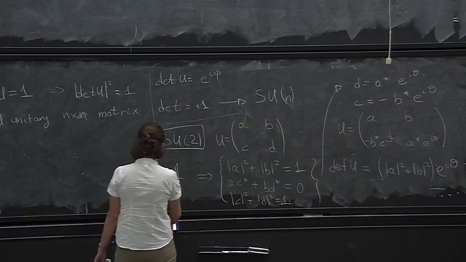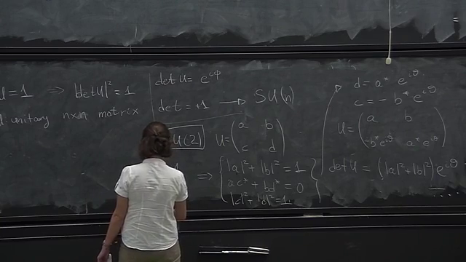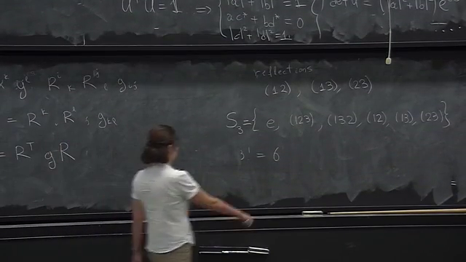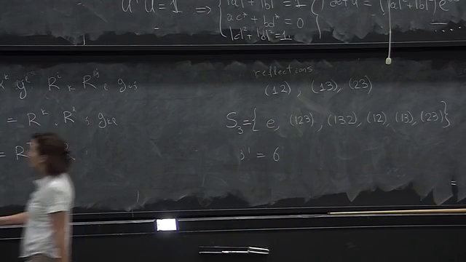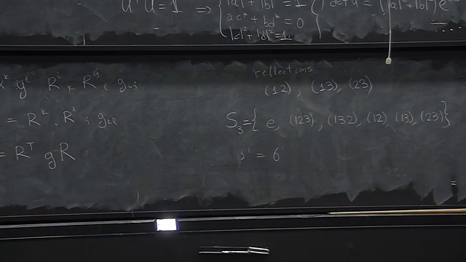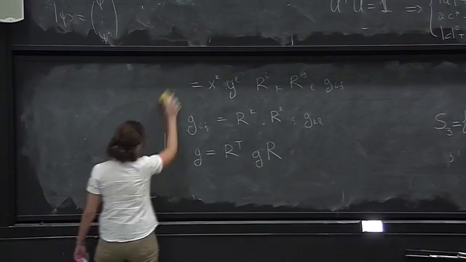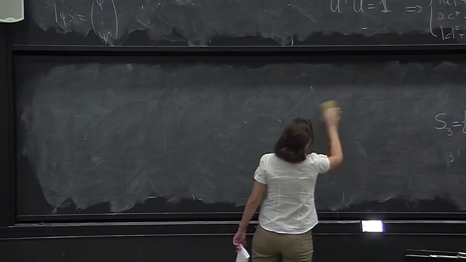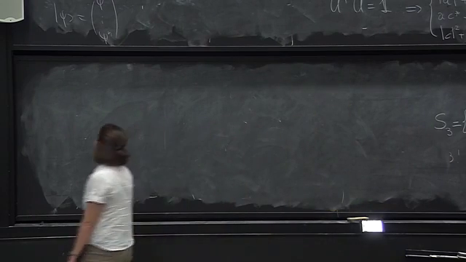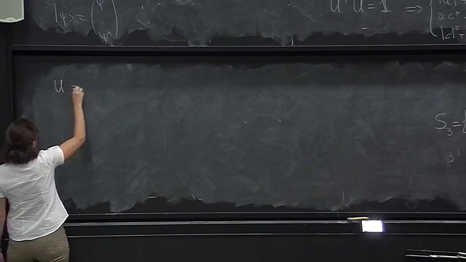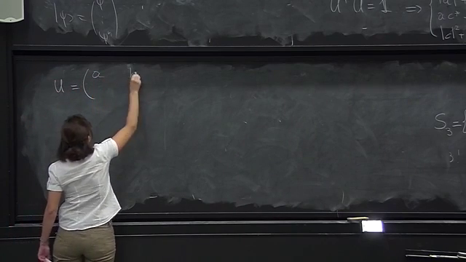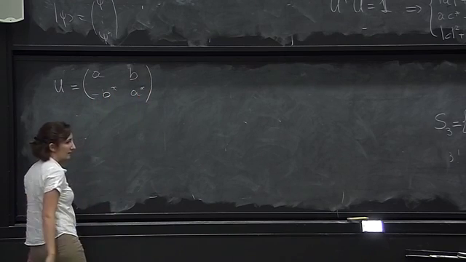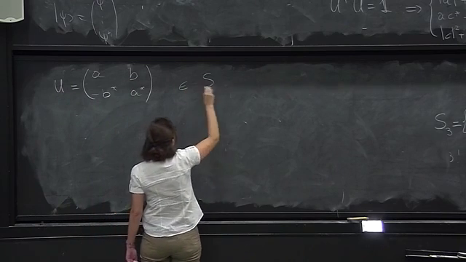So as long as we want U to be an element of SU2 and have determinant 1, this phase theta has to be 0, and A squared plus B squared has to be equal to 1. So the most general SU2 matrix can be written as A, B, minus B star, A star, where A and B are complex numbers.